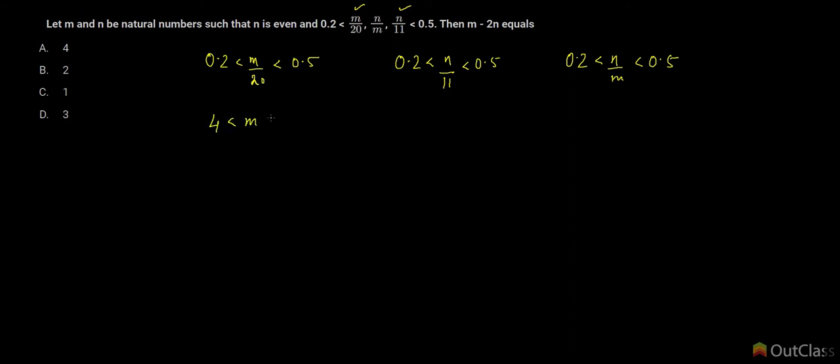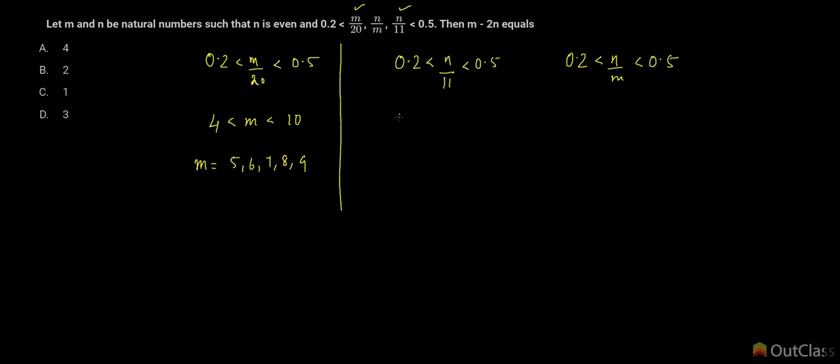So what you want to do is write these three inequations separately. 0.2 less than m by 20 less than 0.5 is the first. 0.2 less than n by 11 less than 0.5 is the third. And the second one is 0.2 less than n by m less than 0.5. You want to deal with this last because it has two variables. Let's look at the other two first. This is basically cross multiplying the 20. You will get 4 less than m less than 10. So that means m is either 5 or 6 or 7 or 8 or 9.